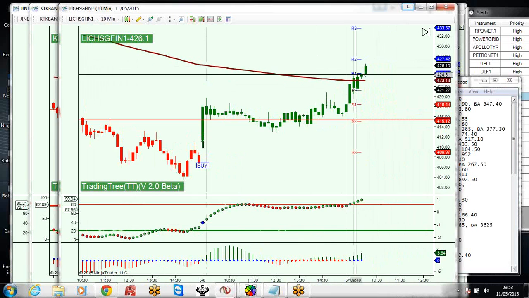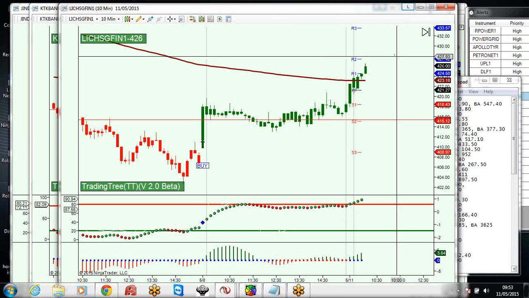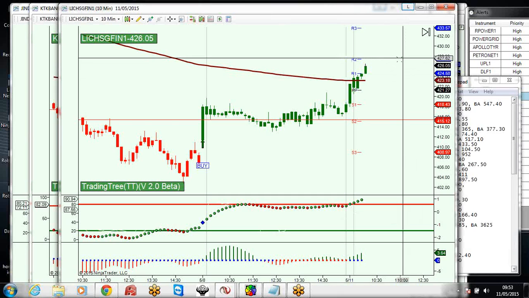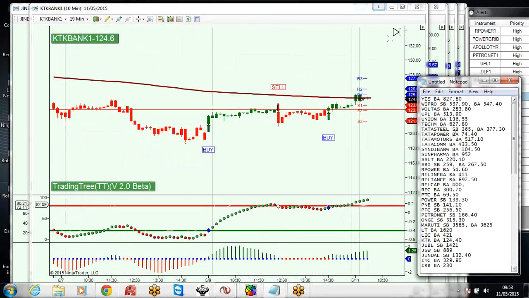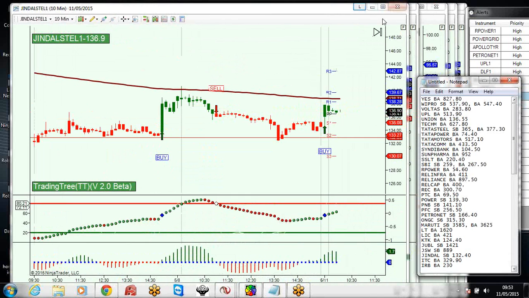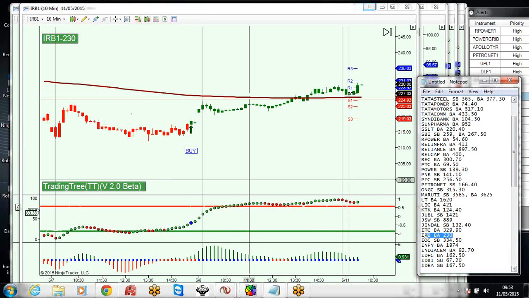So always book your profits for buy calls slightly below the R1 or R2 line, not exactly on that particular price. Now it is at 427.42. So I will consider booking my profit at 427 instead of waiting for another 40 paise. ARB by 230. So 230 now.